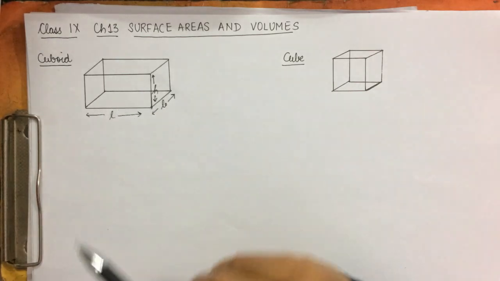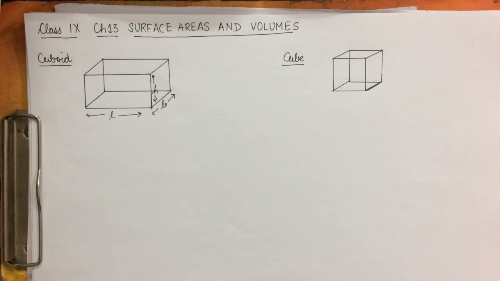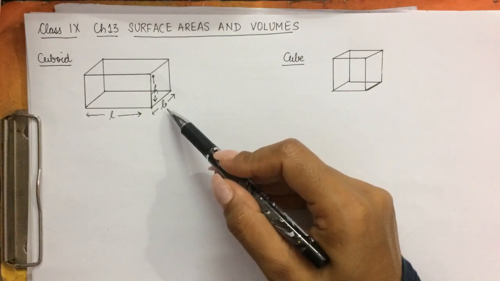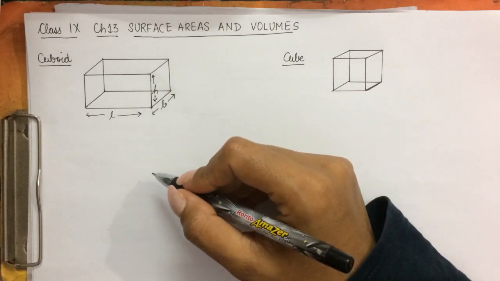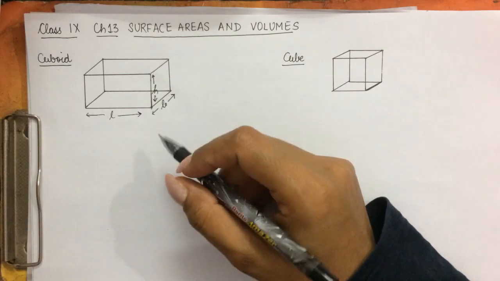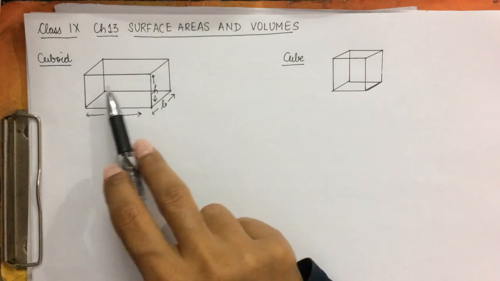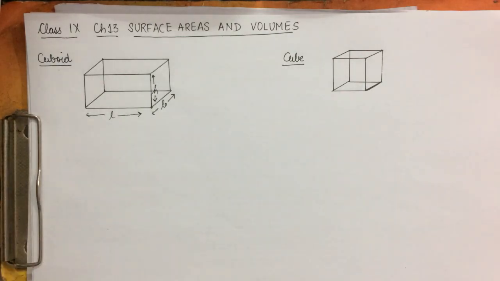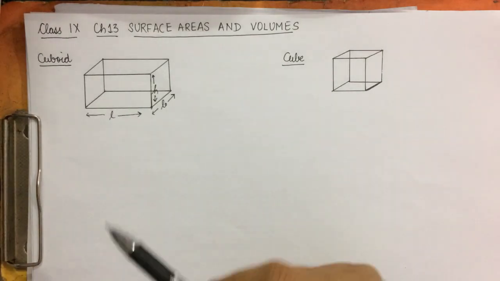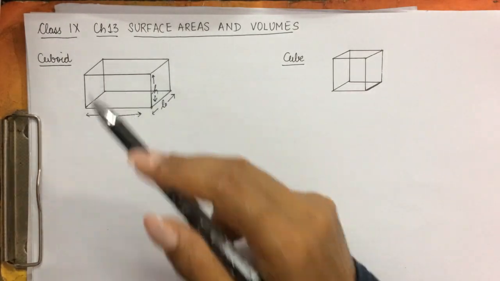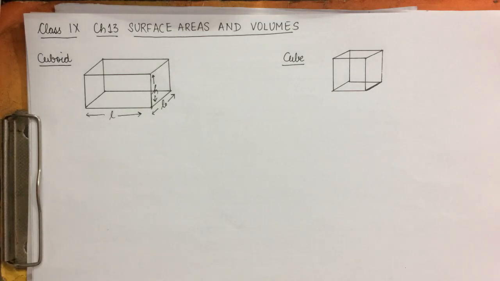The horizontal one represents L, the length of the cuboid. The slanting one represents B, the breadth of the cuboid, and the vertical one represents H, the height of the cuboid. That means all the horizontal line segments represent length of the cuboid, all slanting line segments represent breadth of the cuboid, and all the vertical line segments represent the height of the cuboid.